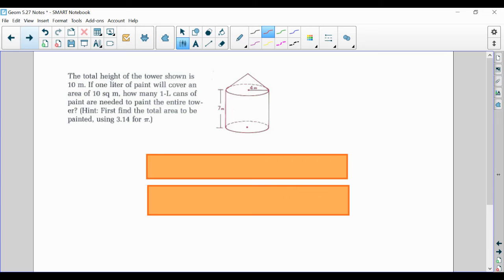The total height of the tower shown is 10 meters. Okay, so they're giving us the surface area of everything. 1 liter of paint will cover an area of 10 square meters.